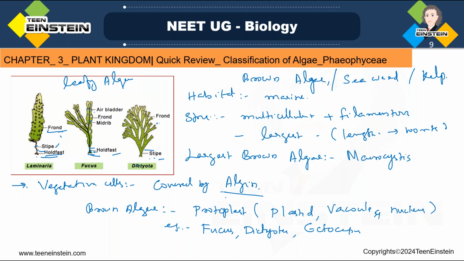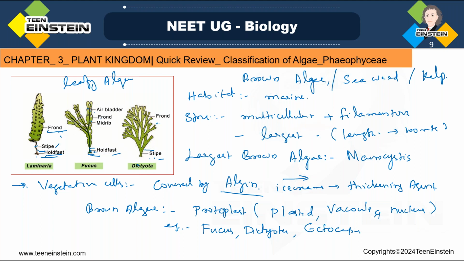Then the phycocolloids, like algin, are used in ice creams as what? This is used in ice creams as a thickening agent. Okay, it's used as a thickening agent, and this algin is used in the manufacturing of soap, ice cream, polish, cream, and plastic. All these, algin is being used, right?